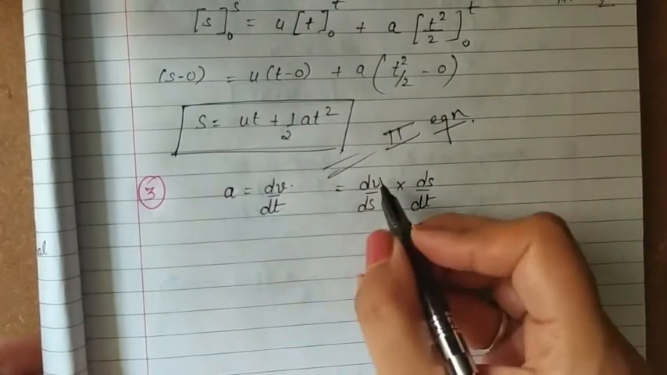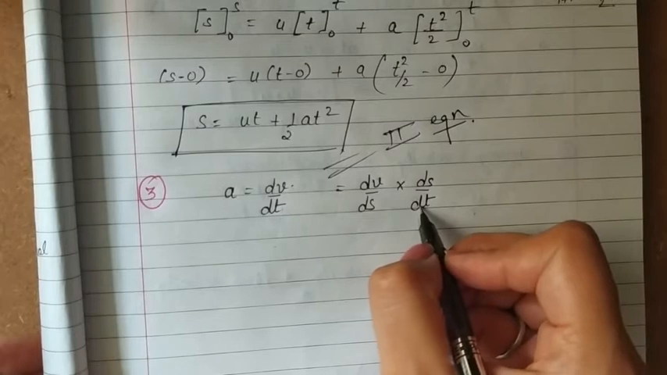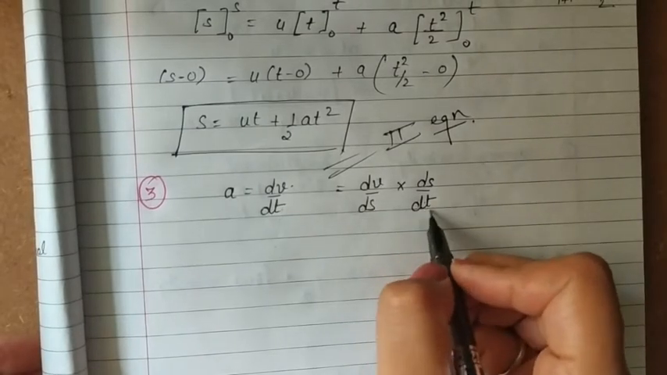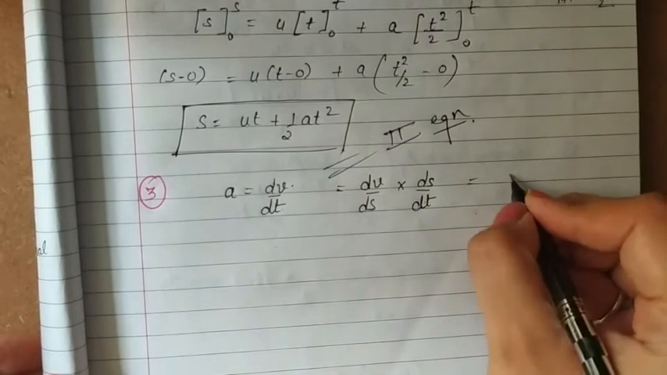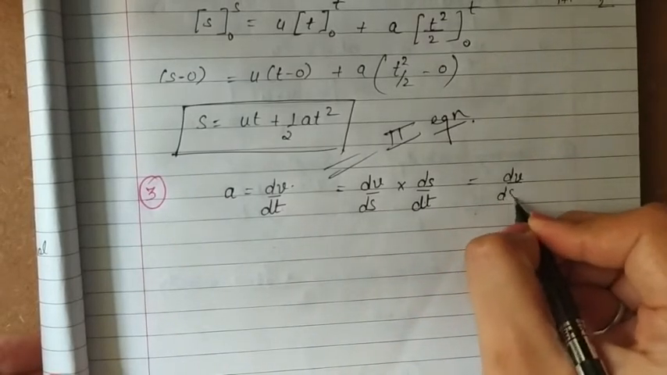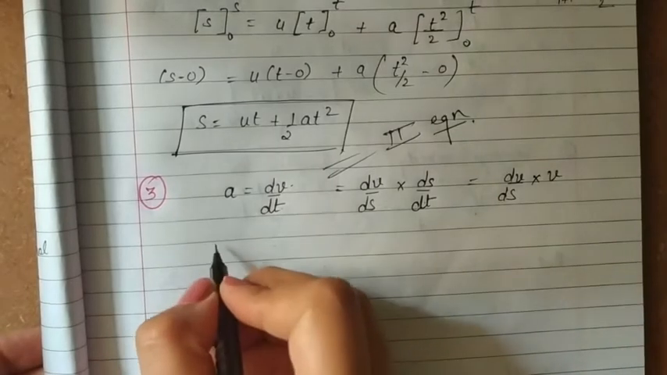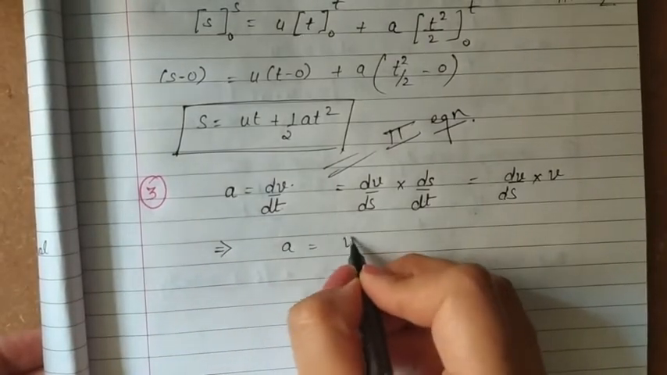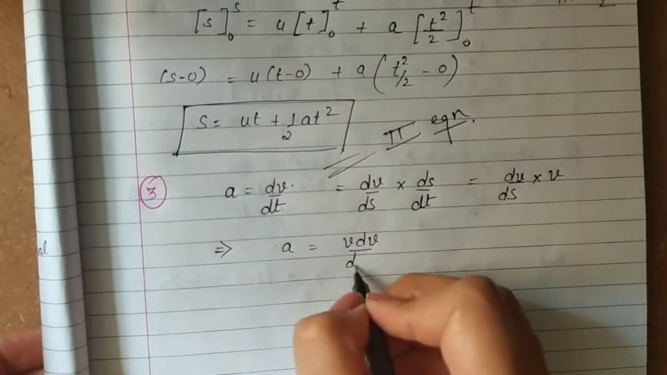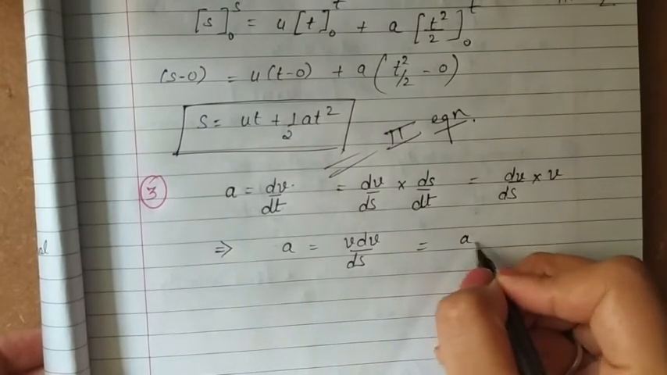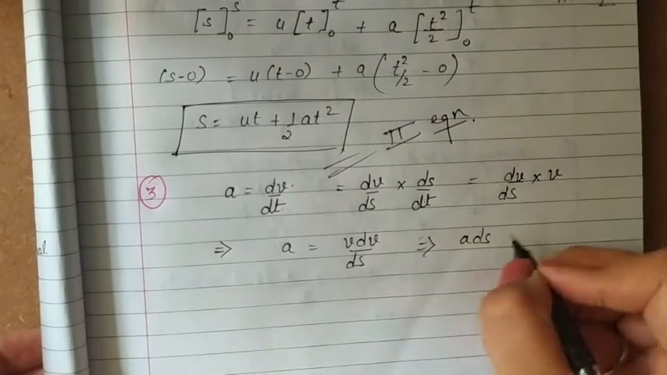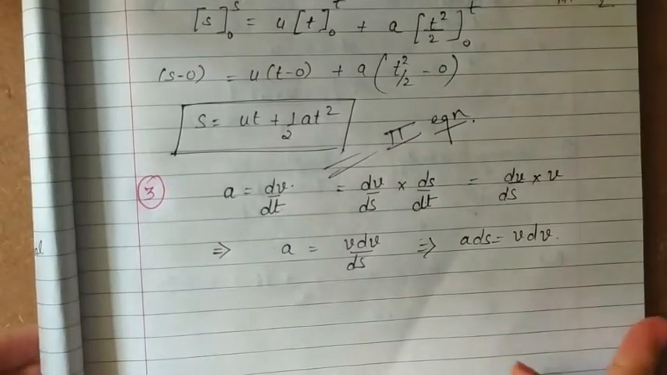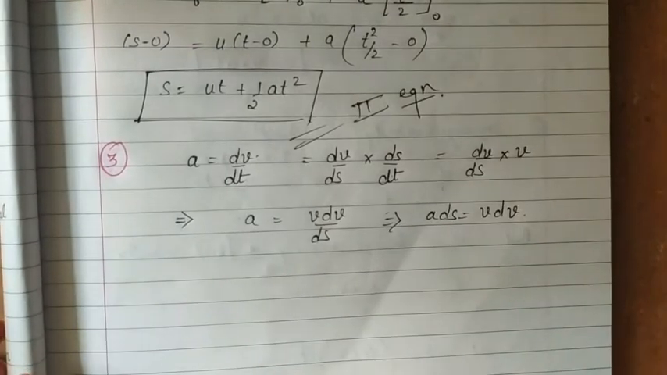We can write dv over dt as dv over ds into ds over dt, and then by the help of definition of velocity, this ds over dt will be v. So we get dv over ds into v. That means a is equal to v dv over ds, or we can write it as a ds is equal to v dv. A ds is equal to v dv.